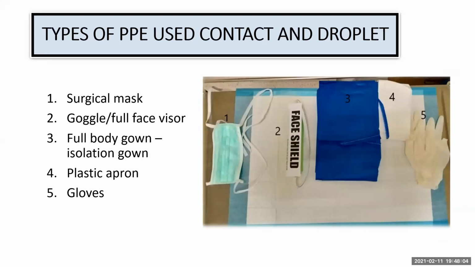Okay, so this is the type of PPE used for contact and droplets, which includes number 1, surgical mask, number 2, goggle or face shield, number 3, full body gown, number 4, plastic apron, and number 5 is gloves. Okay, next slide.